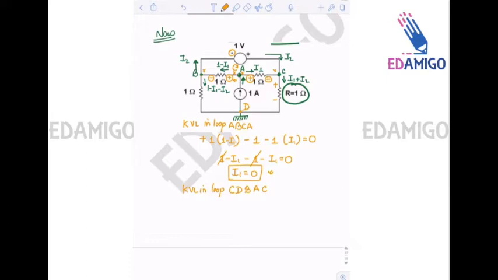Now since the current is flowing from top to bottom, the plus terminal will be at the top, and moving from C to D, we are moving from plus to minus. So in the loop equation, it will be plus the value of resistance, that is 1, I1 plus I2.